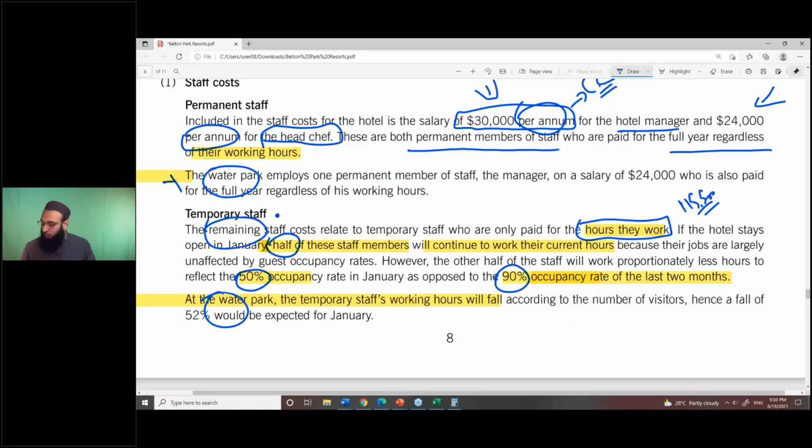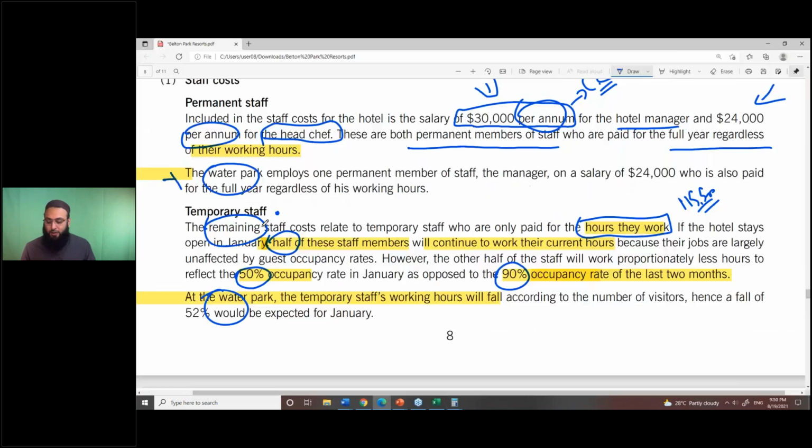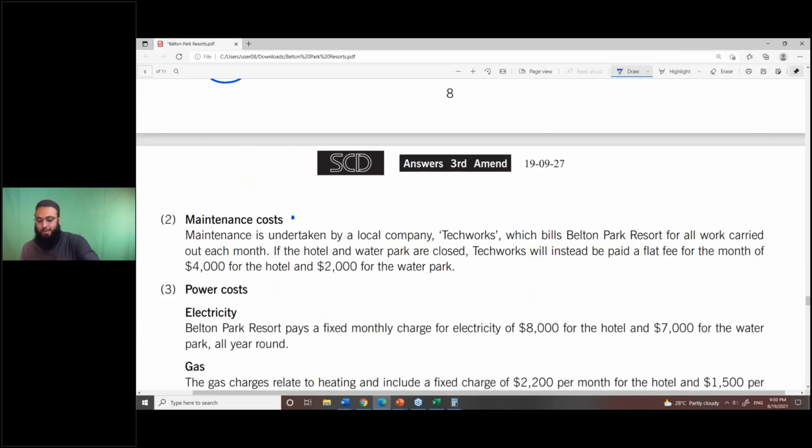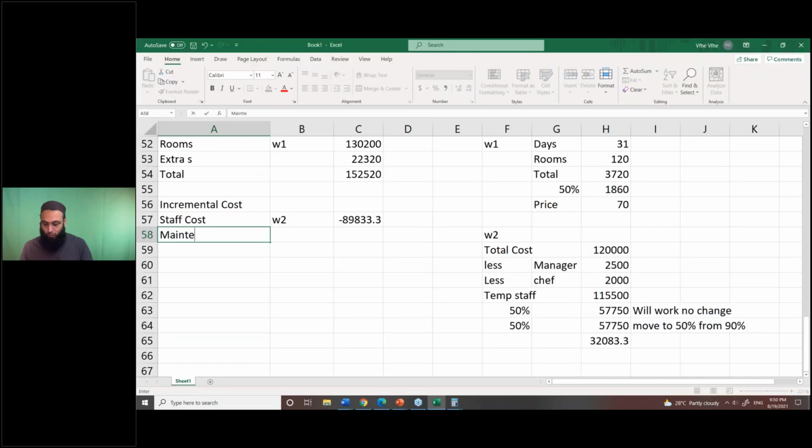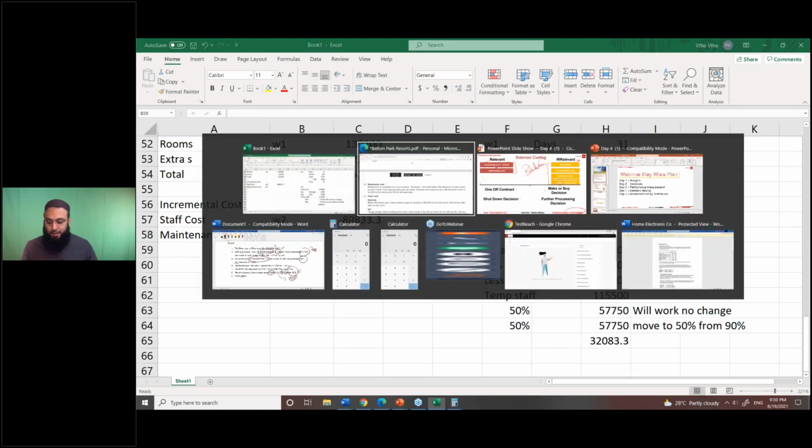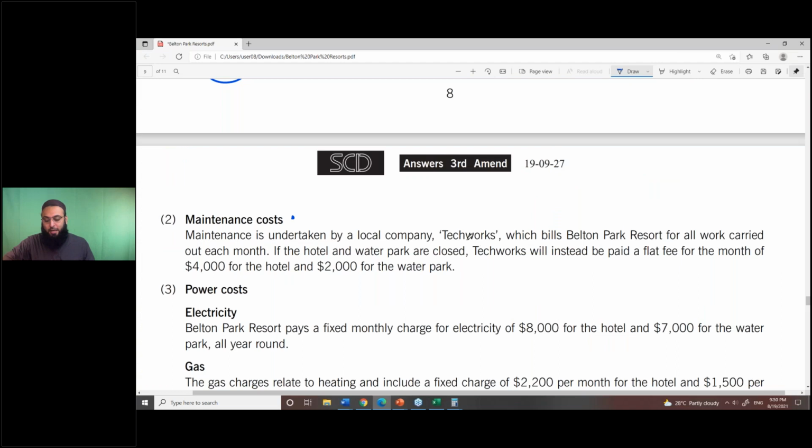Now moving towards the next one, and that's basically maintenance cost, the second one. So let's read what is written for the maintenance cost. Okay. Working 3, maintenance costs. Maintenance is undertaken by a local company, Tech Work, which bills Belton Park Resort for all work carried out each month. Okay. If hotel and park are closed, Tech Work will instead be paid a flat fee for the month of 4,000 for hotel and 2,000 for water park.